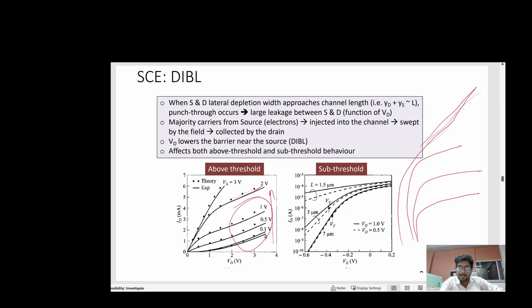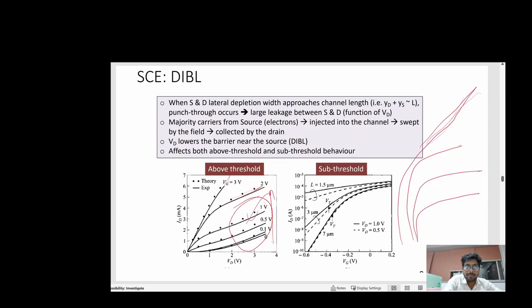In this one, just remember this is the takeaway: the saturation region is gone. And if you apply more voltage, the current will be very, very high.